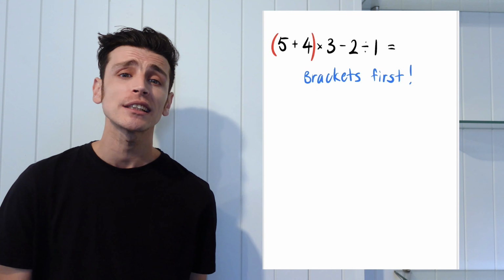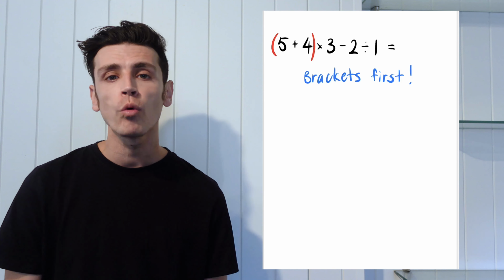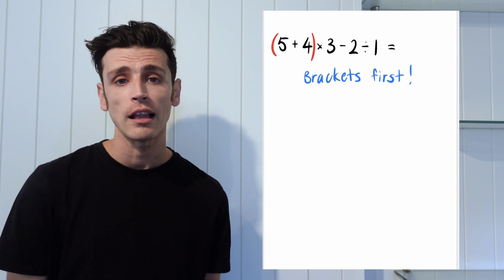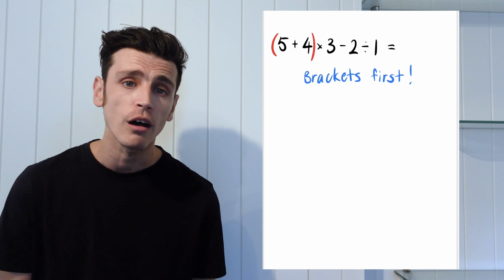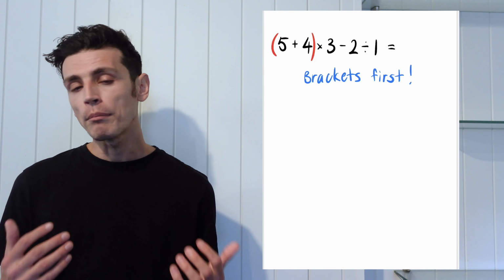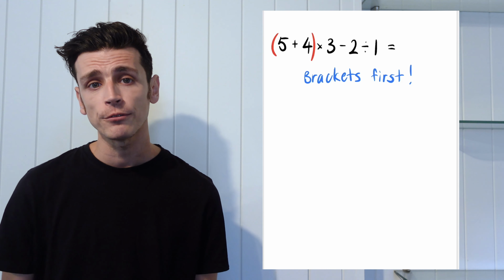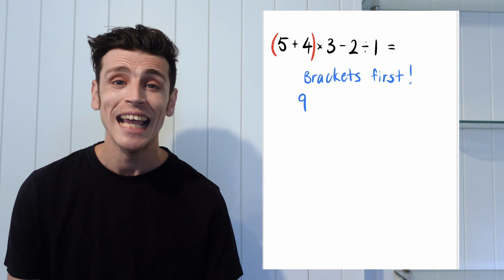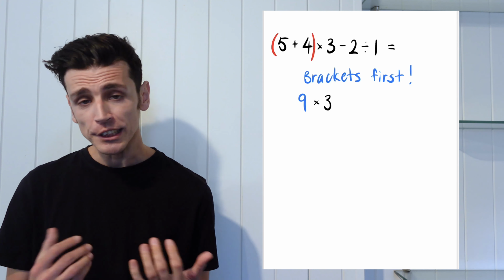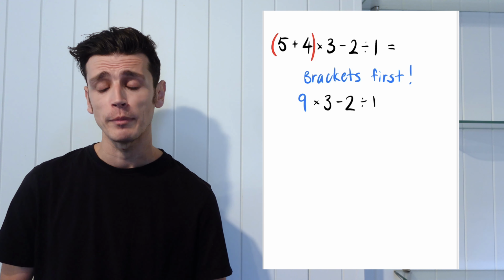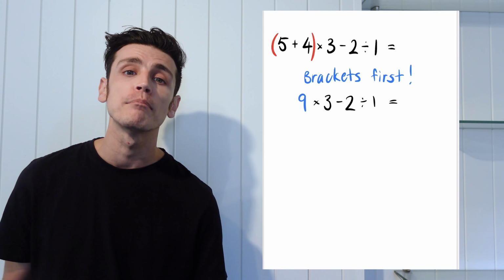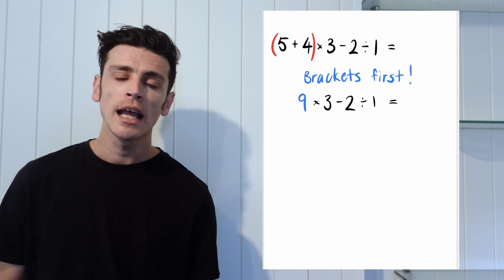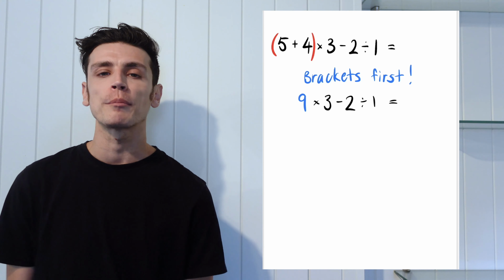This is like our adjective. When we're putting it with the word dog, we're talking about the color of the dog. When we put it with the word ball, we're talking about the color of the ball. So by putting the brackets around 5 plus 4, I'm prioritizing this. This has to come first. So 5 plus 4 is going to give me 9, and now my problem will read 9 times 3 minus 2 divided by 1. And now we go to the rest of our order of operations.